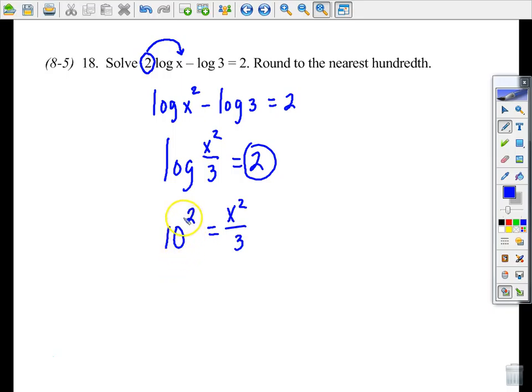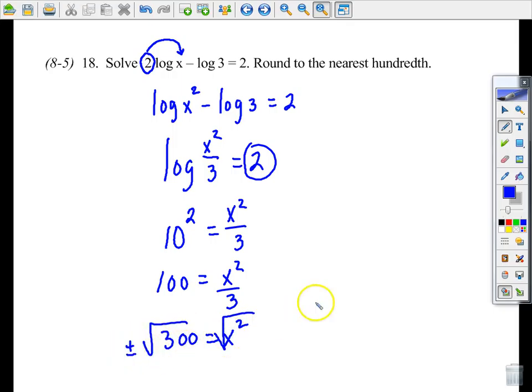All right, so we know 10 squared is 100. To solve for x, I'm going to multiply by 3 on both sides. And then, sort of like our previous problem, we have to do the square root of both sides. Don't forget plus minus. And the square root of 300 is 17.32 rounded to the nearest hundredth.